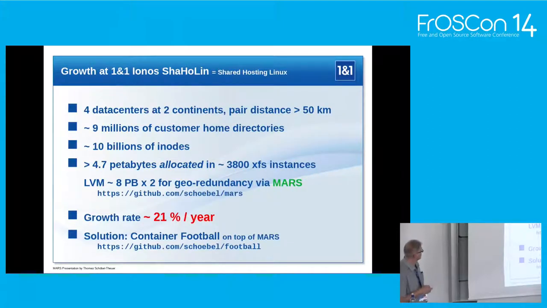Well, then let's look at an example at IONOS. I'm working at shared hosting Linux, and there we have this single application. Well, we have multiple applications, but this single application is running over two data centers in two continents. And the distance between the data centers is around 50 kilometers for historic reasons. And the total number of customer homes, the slides are on the internet, you can download it afterwards. You don't need to take a photo, but you can also do. This is just the raw number of customer home directories. The number of domains is slightly less, I think only around 6 million or whatever.